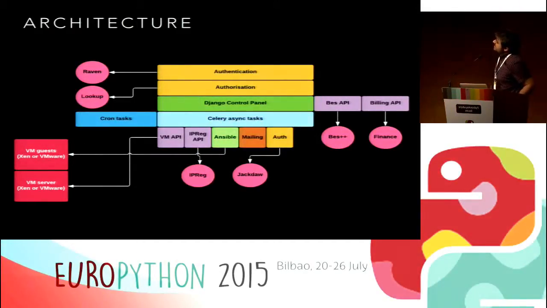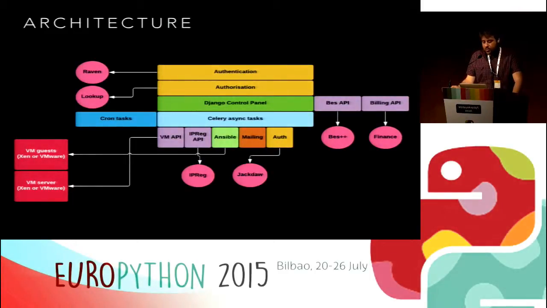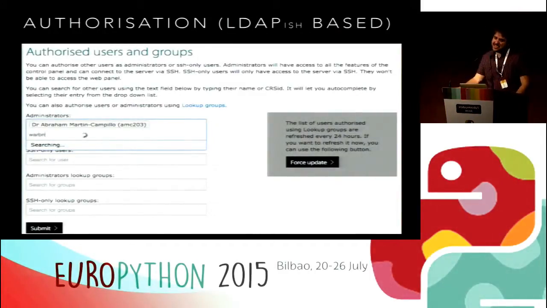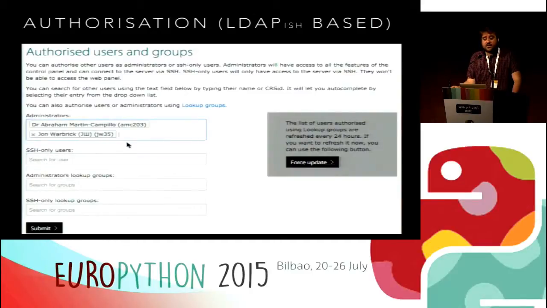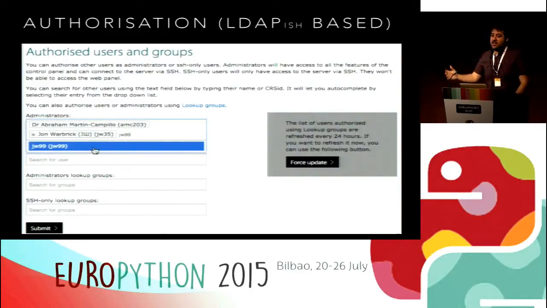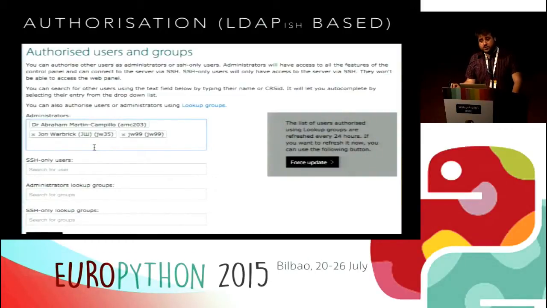So the second layer is authorization. We have a kind of LDAP-ish service. It's called Lookup. And what we have there is just a list of users and a list of groups. We can see these users, which institutions they belong to, which groups they belong to.